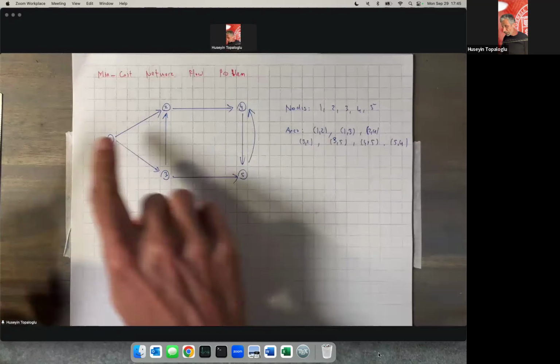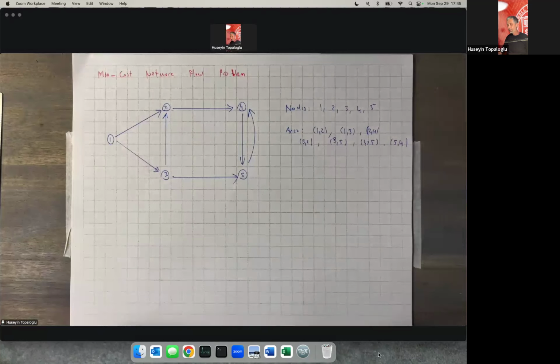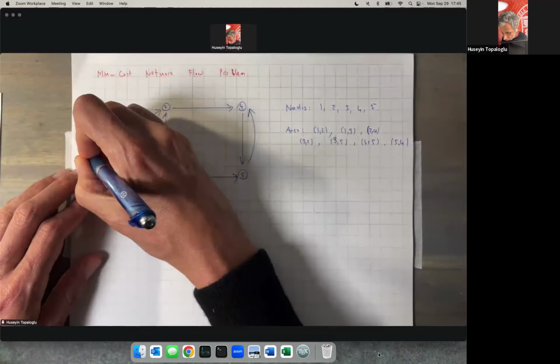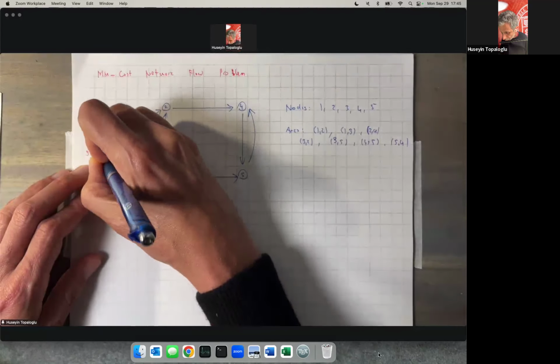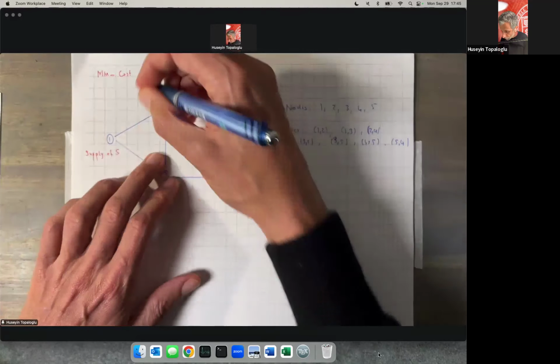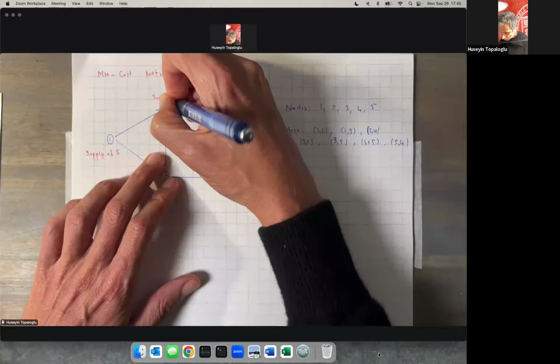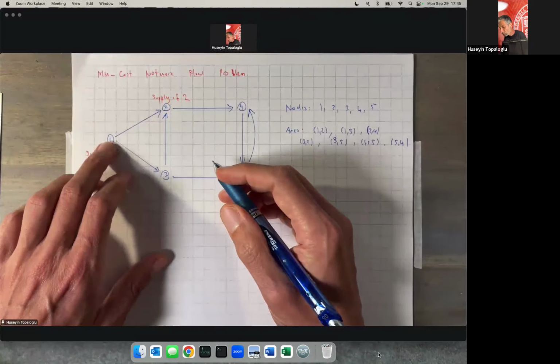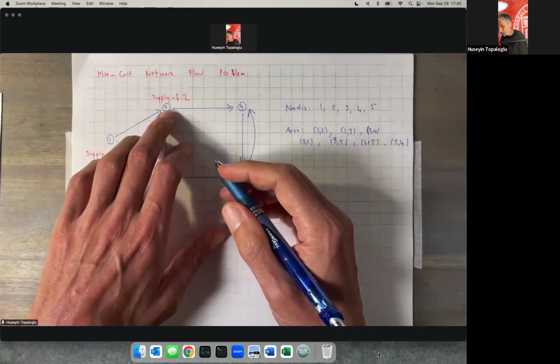Some of my nodes are designated as supply nodes. So supply nodes are the nodes where I have availability of product. So let's say node 1 is a supply node with a supply of 5 units. So let's say node 3 is also a supply node with a supply of 2 units. So let's say there's a supply of 5 tons of apples in node 1, and there's a supply of 2 tons of apples in node 3.